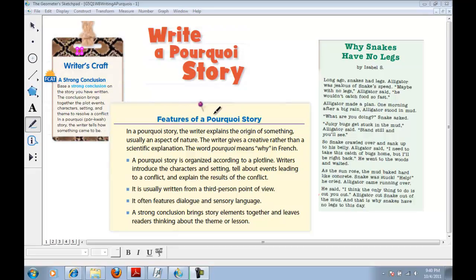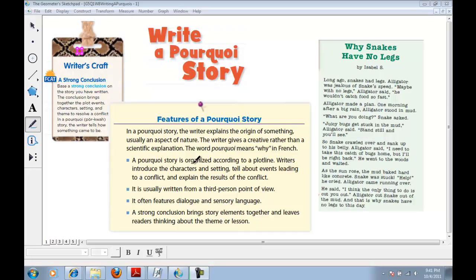Now, these are the features of a pourquoi story. In a pourquoi story, the writer explains the origin of something, usually an aspect of nature, like perhaps a bird or an animal or a plant. The writer gives a creative rather than a scientific explanation. The word pourquoi means why in French. A pourquoi story is organized according to a plot line, and we're going to take a look at what that means in just a minute.